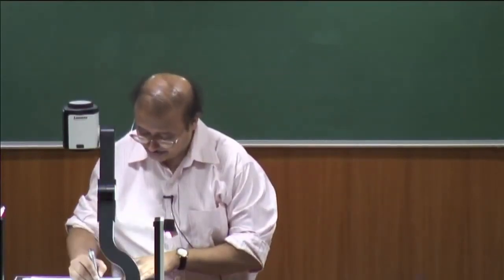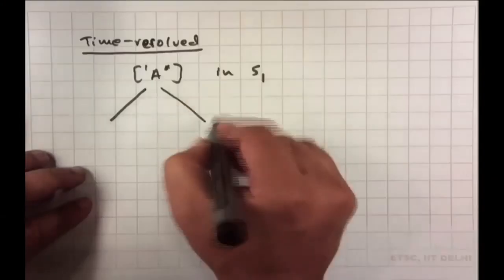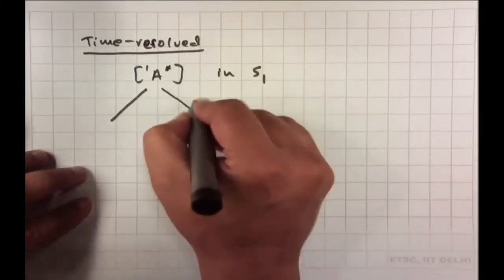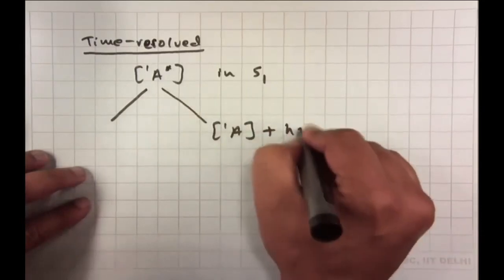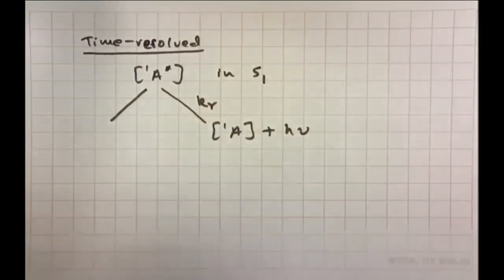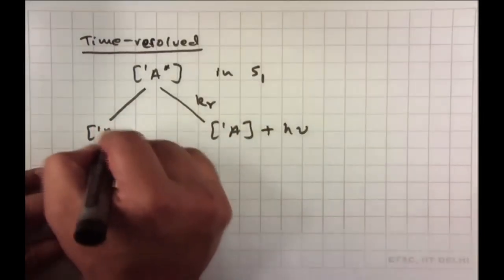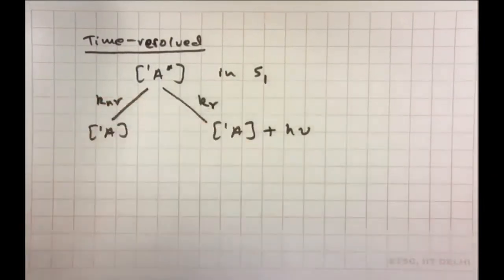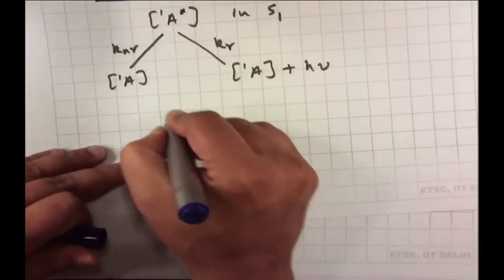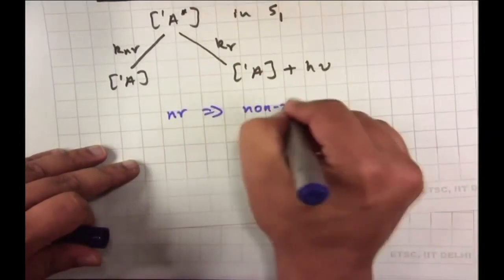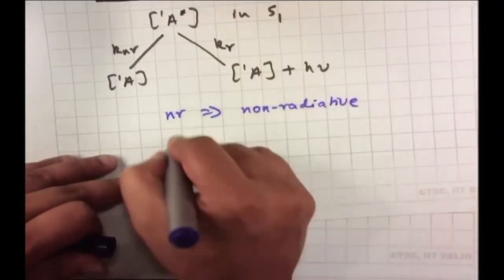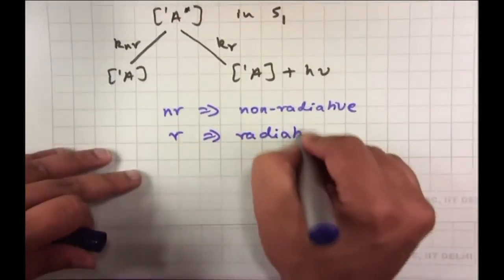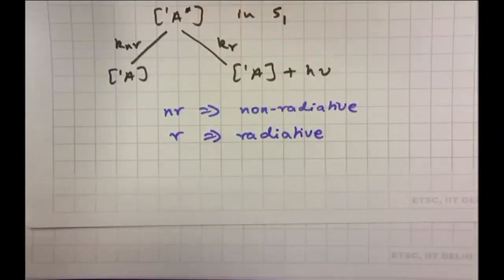So then I can have this: this one would come to 1A plus h nu. This would be k_r, k radiative, and I write h nu because it is radiative, that means it is giving out photons h nu. The other one again goes to 1A, but this is non-radiative, so I write k_nr, and I am not writing h nu anymore because it is non-radiative. So NR stands for non-radiative, and R stands for radiative, and obviously k are the respective rate constants, that goes without saying.